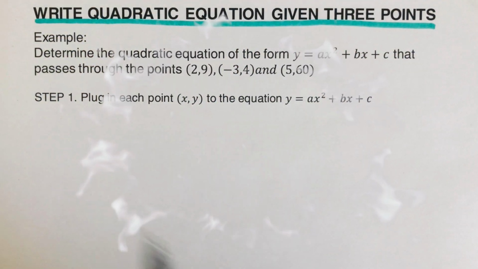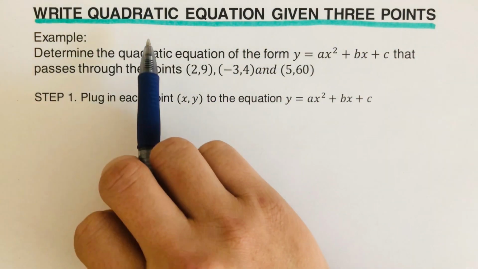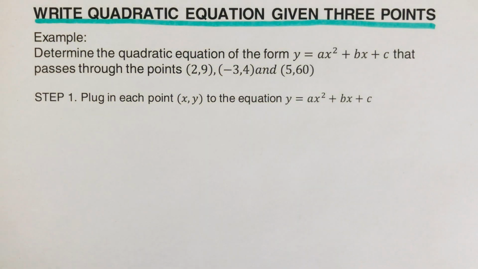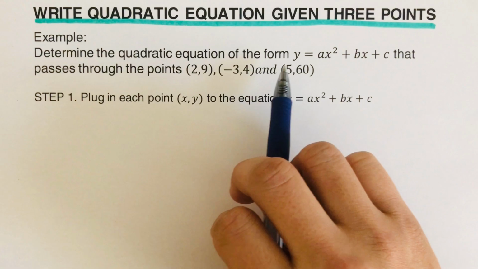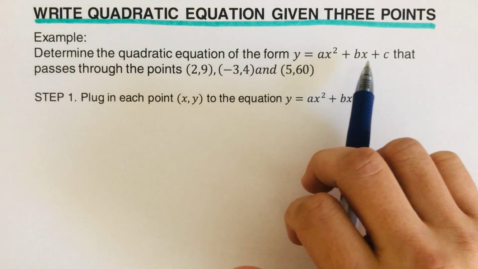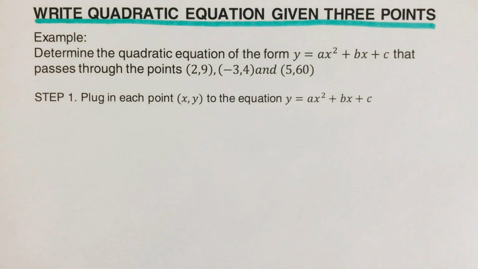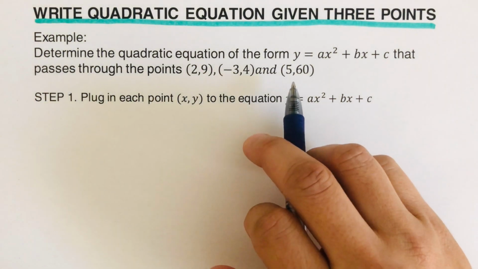Hello everyone. In this video, we are going to write a quadratic equation given 3 points. Let's look at this example right here. Determine the quadratic equation with the form y equals ax squared plus bx plus c that passes through the points (2, 9), (-3, 4), and (5, 60).